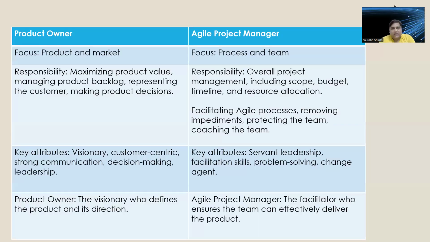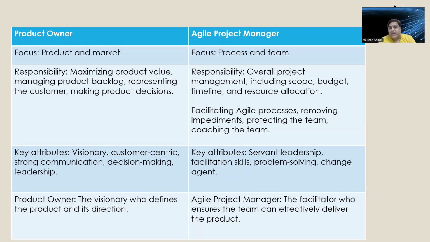Then this is a very important slide, guys, to understand the differences between the product owner and the agile project manager, their roles and responsibilities. So focus: the product owner is focusing on both the product and the market. But the agile project manager is on the process and the team, because he's more related to the team. So you have to understand what is the role of the project manager and what is the role of the product owner. Product owner responsibility is maximizing product value, managing the product backlog, representing the customer, making product decisions. But the agile project manager's overall responsibility includes scope, budget, timeline, resource allocation, who is coming into the team, what kind of skill set is needed, and everything. He will take care of that.